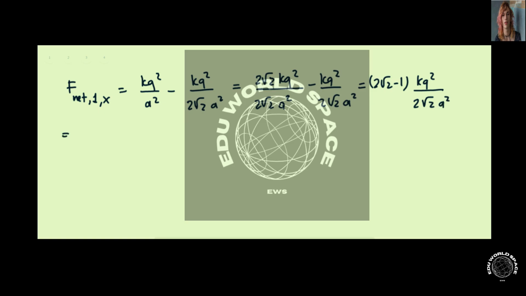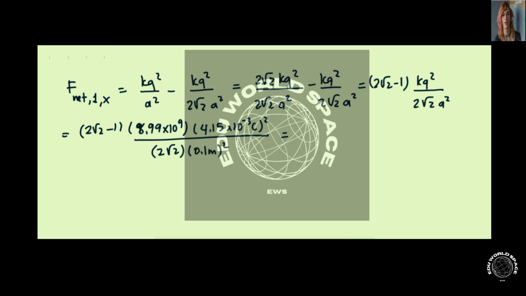Now it's time to calculate, right? So 2 square root of 2 minus 1, k is 8.99 times 10 to the power 9. Q is given to us, remember, in the problem, as 4.15 millicoulombs, so let's convert that to coulombs, squared, divided by 2 square root of 2, a, the length of the side of the square, is 0.1 meters, so we're going to square this. From here, we find the x component of the net force acting on the first charge to be 1 times 10 to the power 7 newtons.